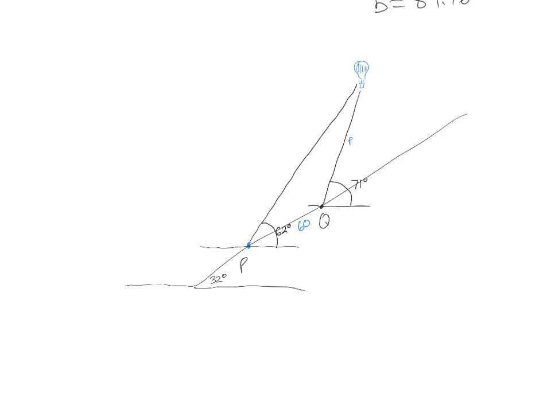Now, you had to understand angle of elevation is always from a horizontal. So that being said, this is 32 degrees here, and this is 32 degrees here. That's the angle of inclination of your mountain. So you can now figure out the angles of those triangles. At point P, you take 62 minus 32, that gives you 30 degrees. 71 minus 32 is 39 degrees.